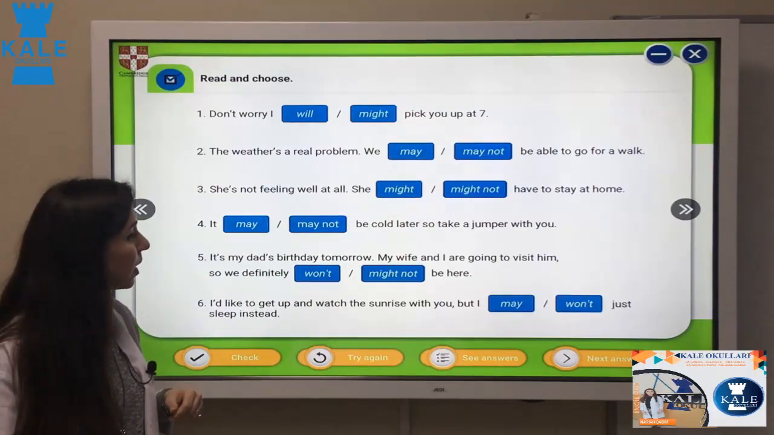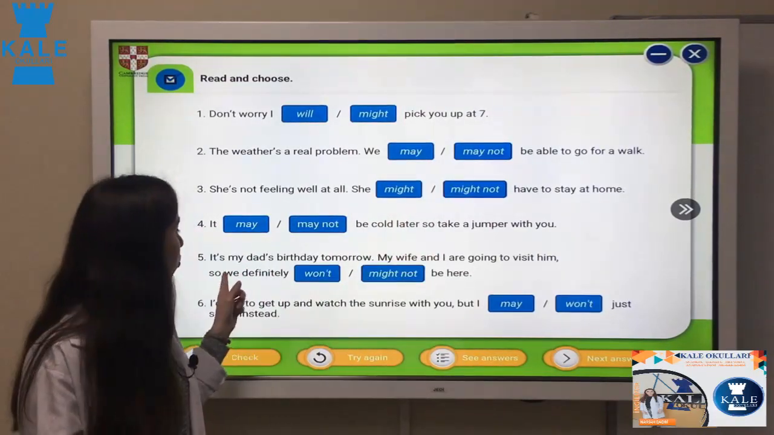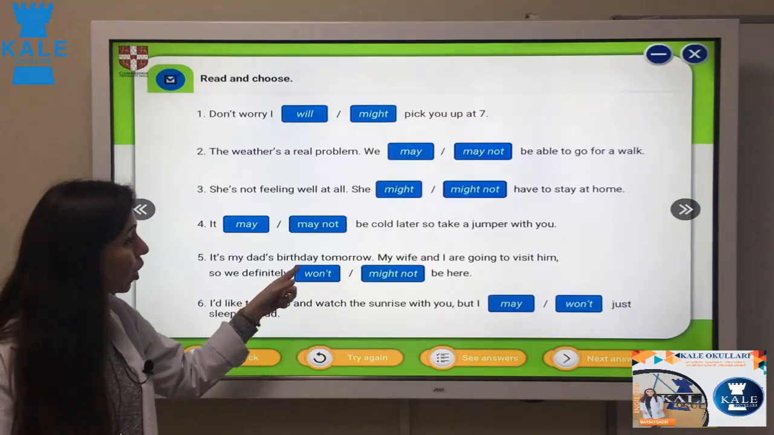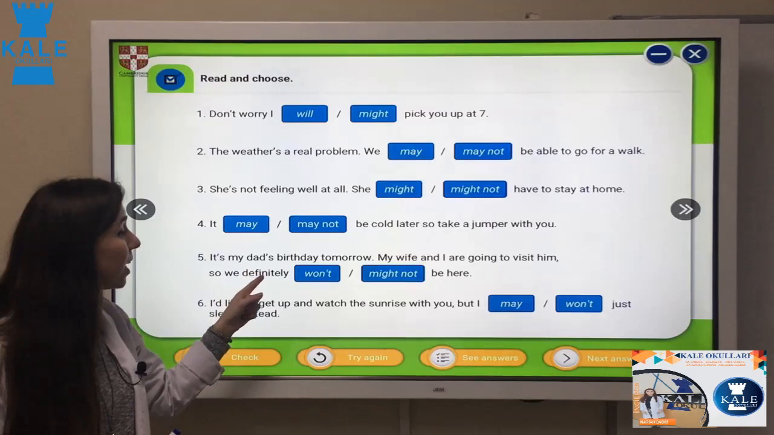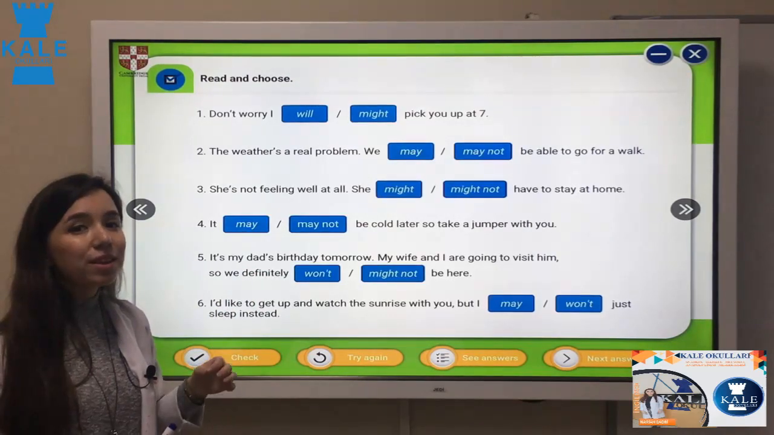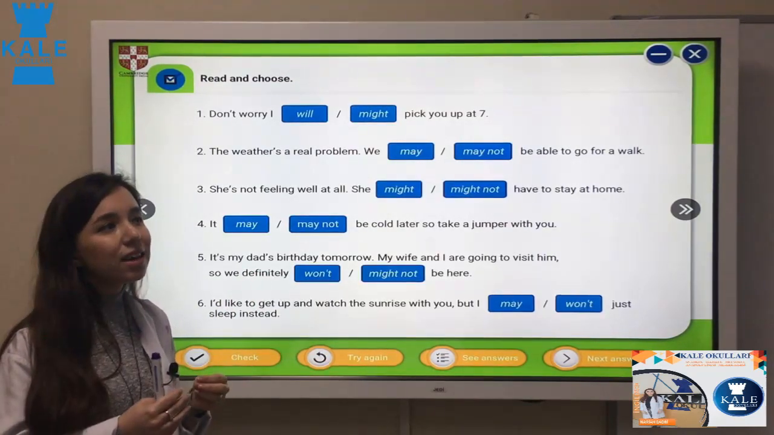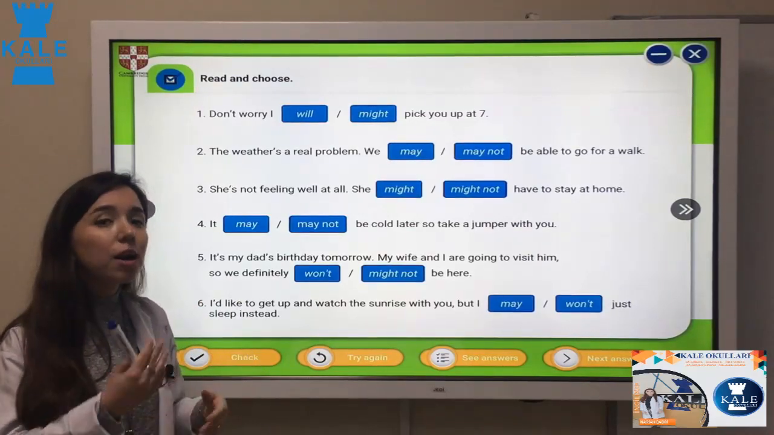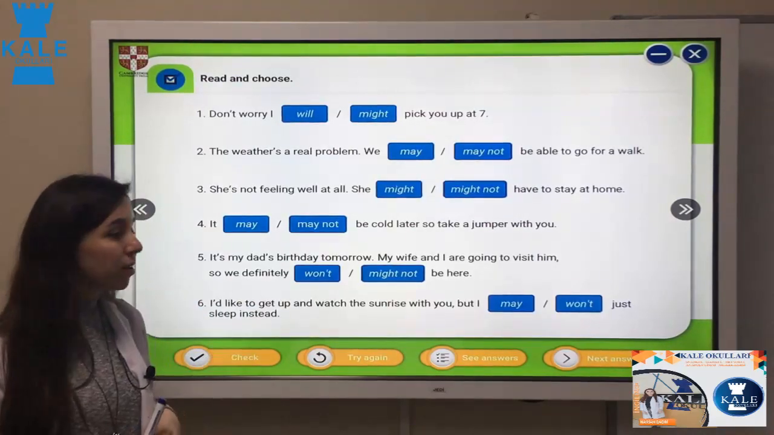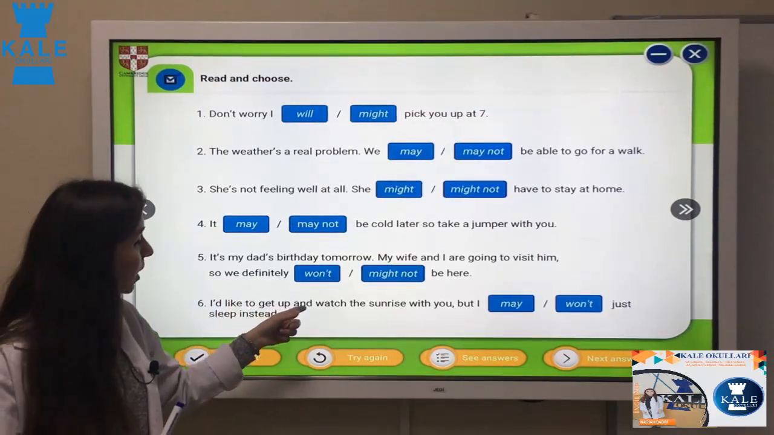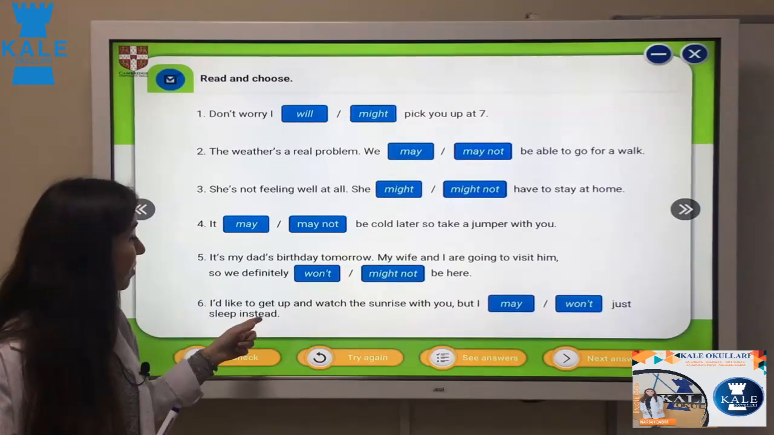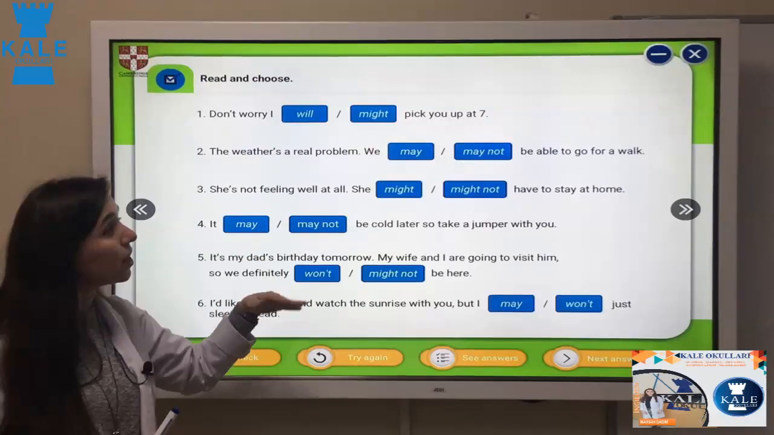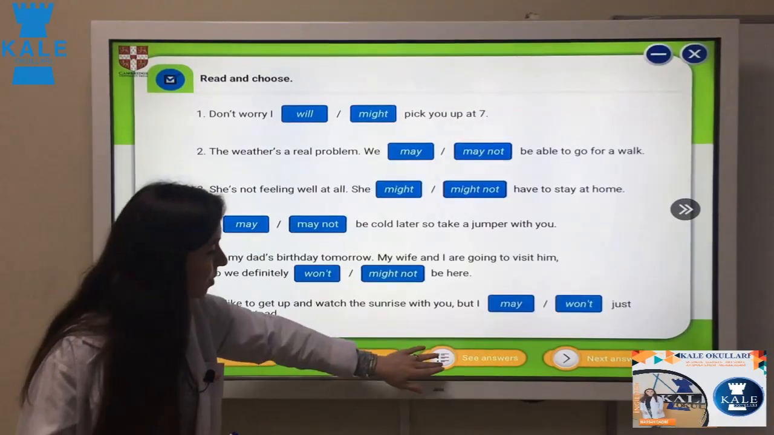It's my dad's birthday tomorrow. My wife and I are going to visit him, so we definitely won't be there or might not be there. Which one do you think? When we say definitely, it's something that exactly. We cannot say 100% sure, but we are sure about it. So we use won't here, yes? I'd like to get up and watch the sunrise with you, but I may or won't just sleep instead. So here, it's better to see the answers.